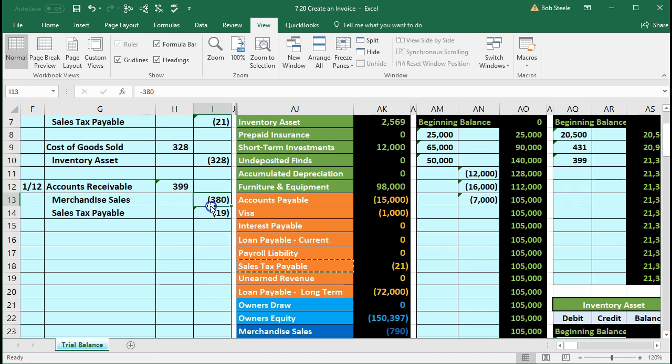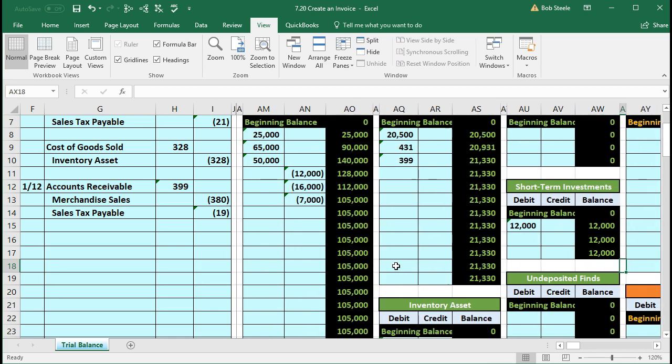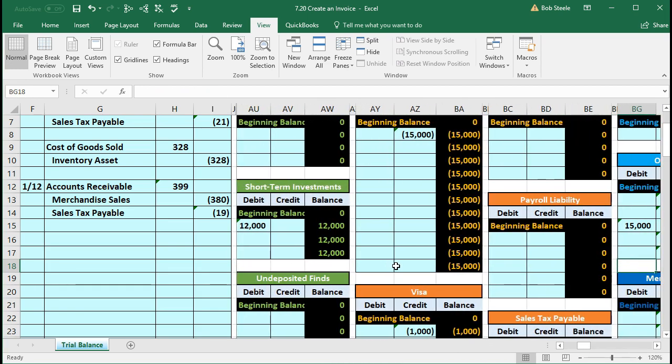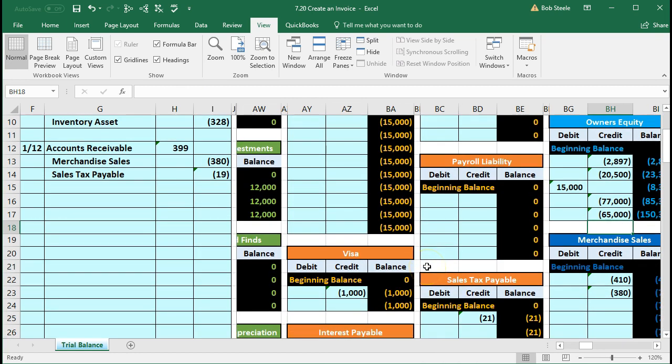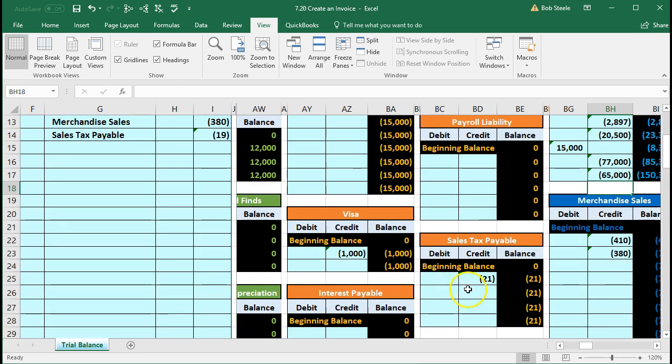Here's the sales tax payable. This is a liability located here on the trial balance. We're going to find that same location over on the general ledger. So we're just going to go to the right till we see those orange accounts. We're scrolling right. We see the orange accounts. We're looking for the sales tax payable. There it is down here in the sales tax payable.